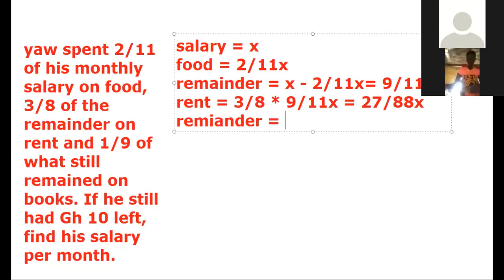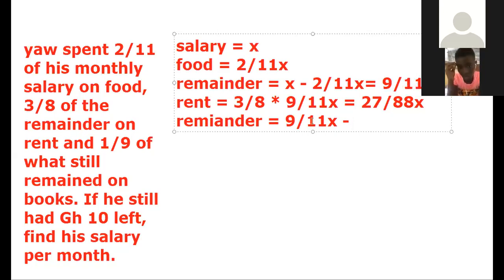That's the previous amount remaining, 9/11x. Therefore, as you can see, when we were doing the remainder for when we finished with the food, we took the total salary and subtracted the food amount from it before we got the remainder. Now, to get the remainder for the rent, we take the remainder for the food, after spending on the food. That's the remainder here, where x, the salary, has now been replaced with 9/11x. This is the amount remaining.